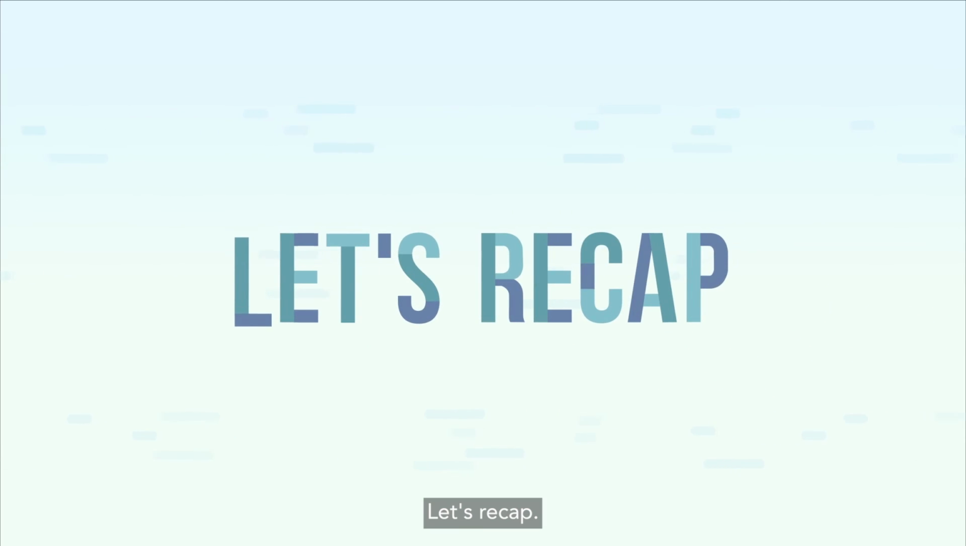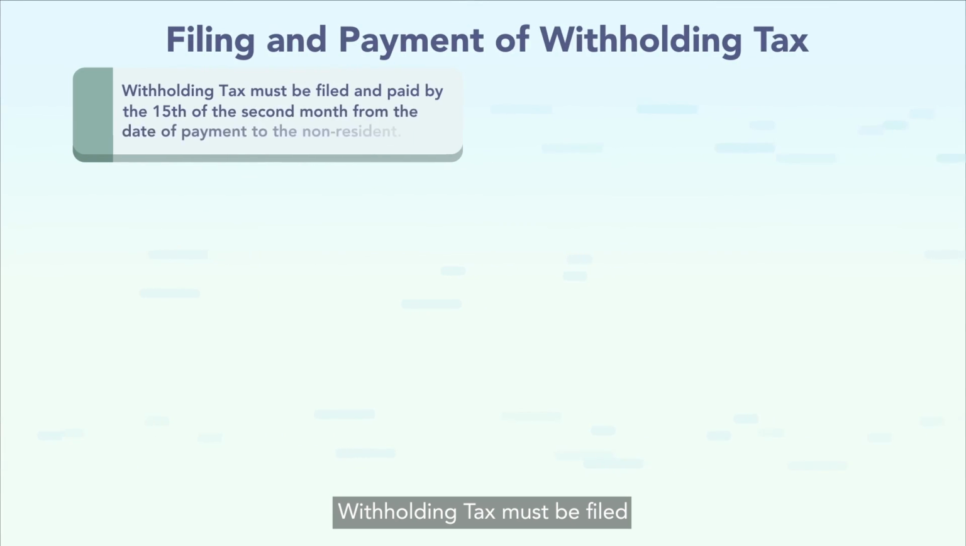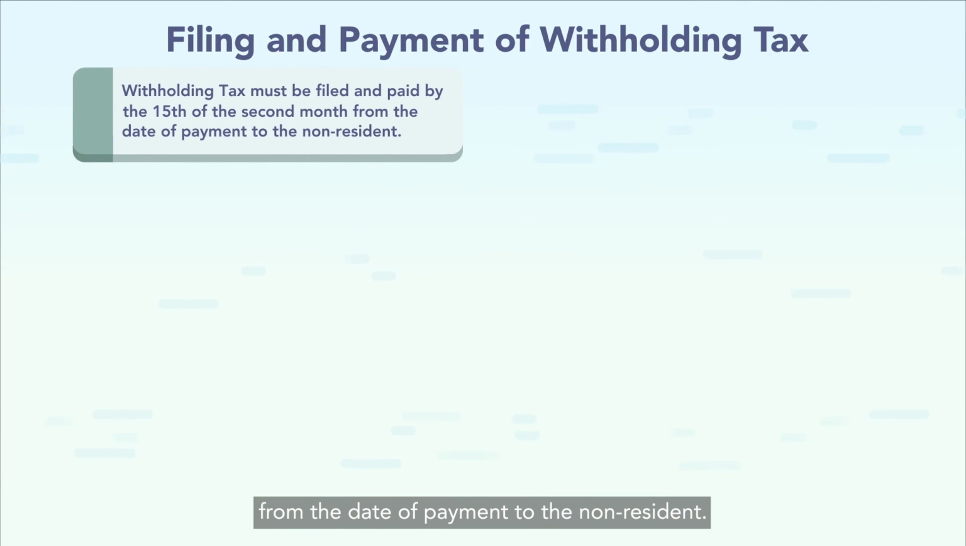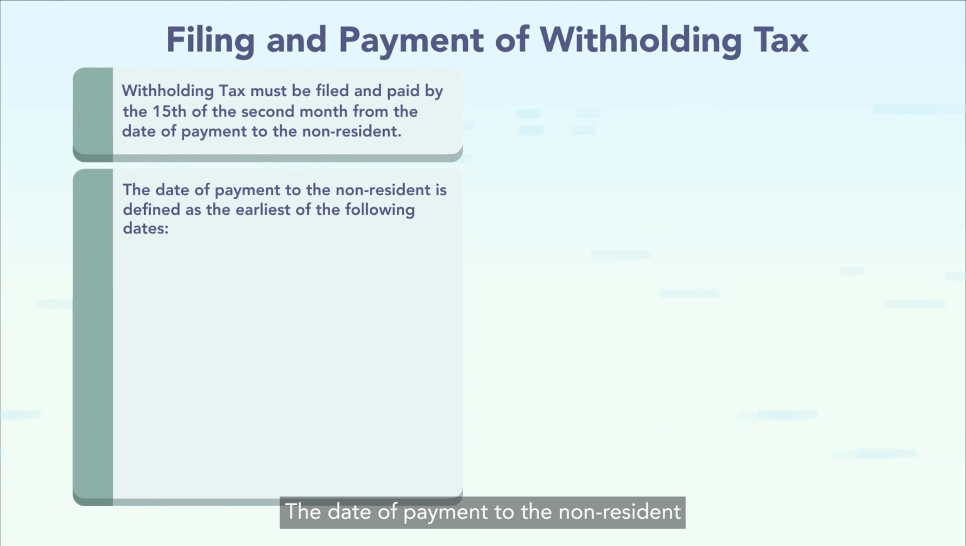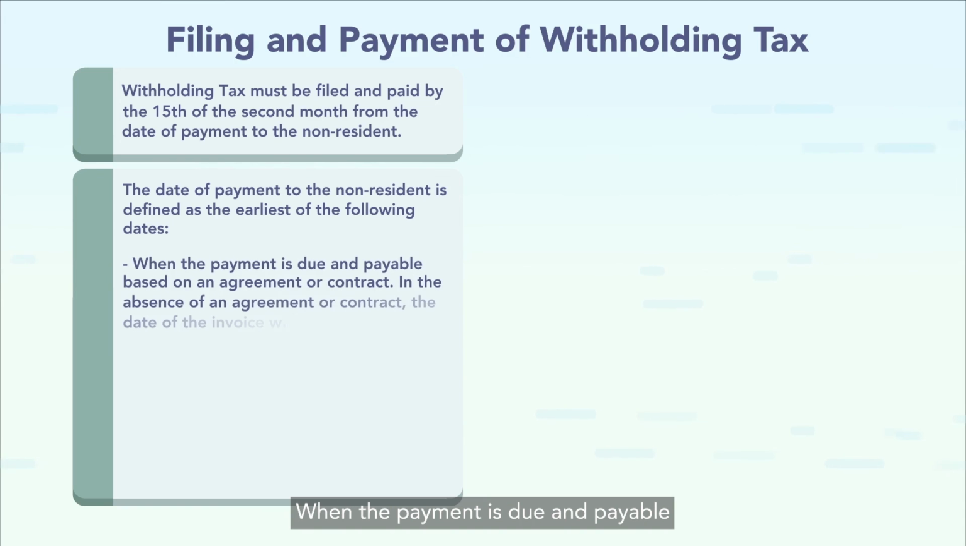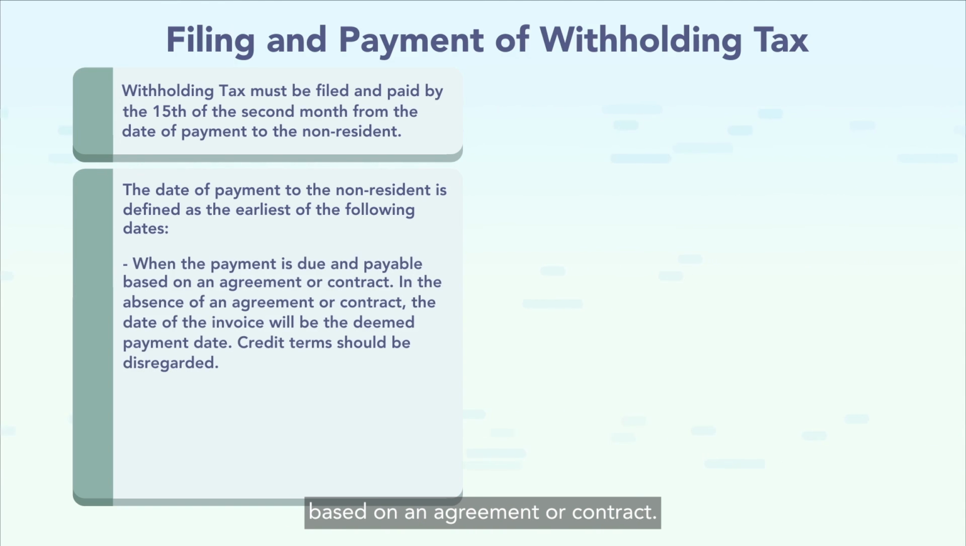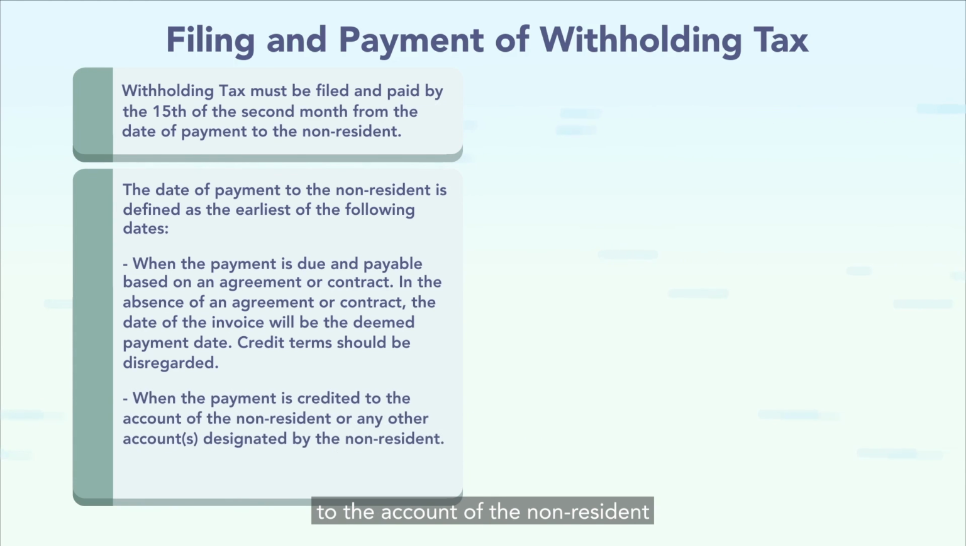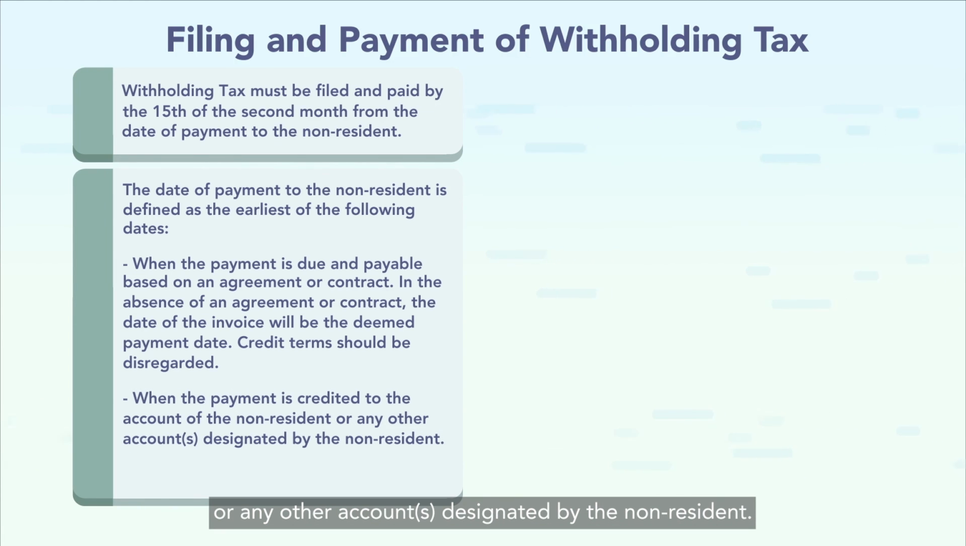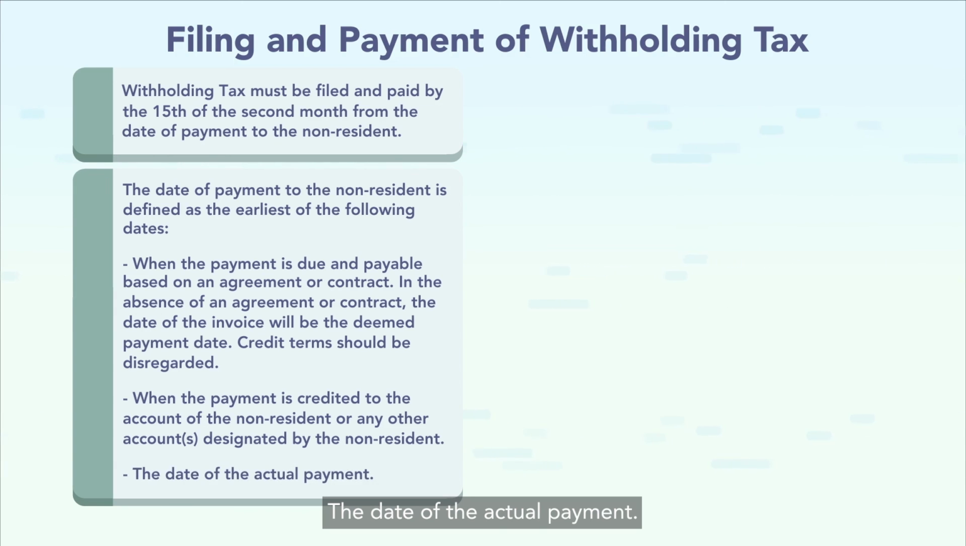Let's recap. Withholding tax must be filed and paid by the 15th of the second month from the date of payment to the non-resident. The date of payment to the non-resident is defined as the earliest of the following dates: when the payment is due and payable based on an agreement or contract. In the absence of an agreement or contract, the date of the invoice will be the deemed payment date. Credit terms should be disregarded. When the payment is credited to the account of the non-resident or any other accounts designated by the non-resident. The date of the actual payment.